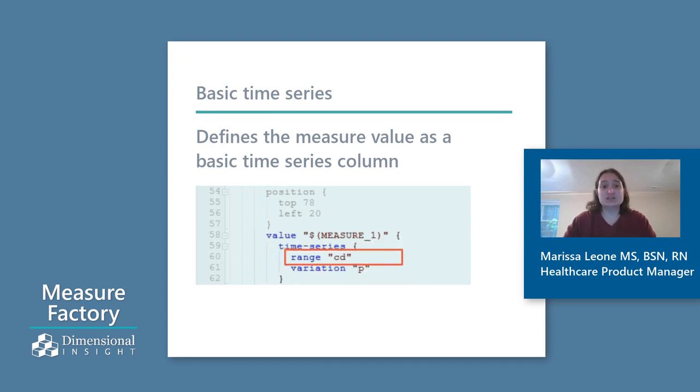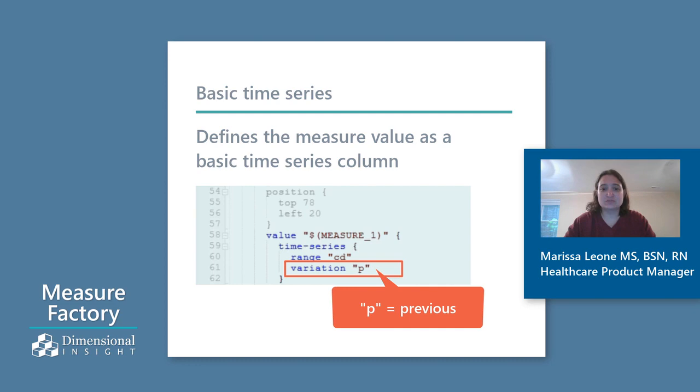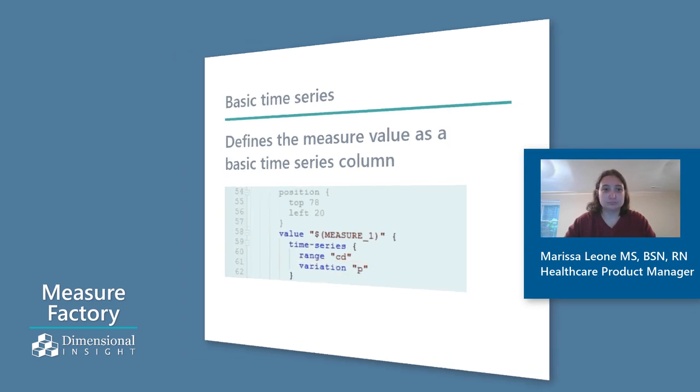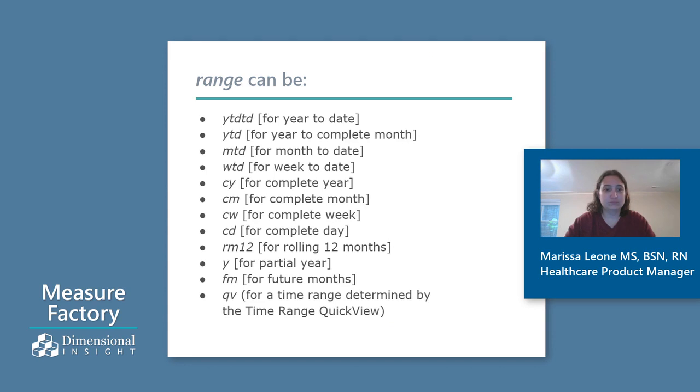You're going to set the range, and that specifies the date range, such as the year to date, the complete year, or as in the image here, the complete day. You're also going to set the variation. So this specifies the time period, such as current or previous. Here we're looking at previous, so this would get us the previous day, so yesterday. And here's a list of all of the ranges and the variations that can be used.